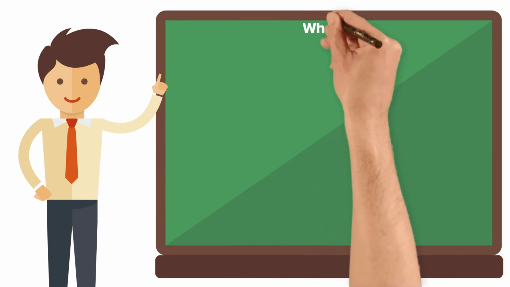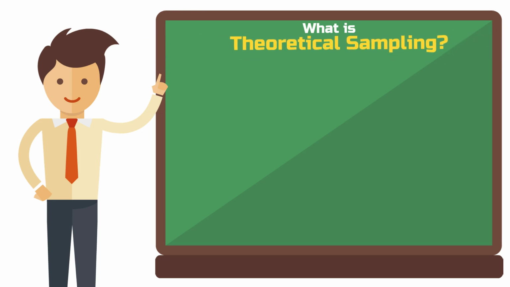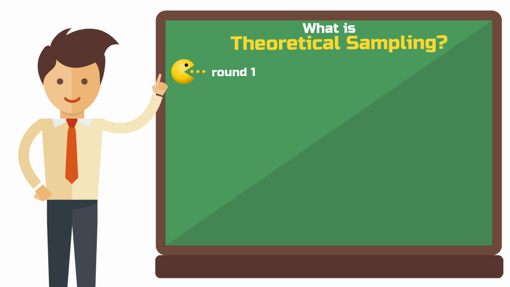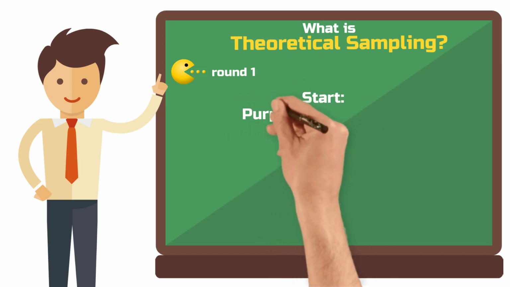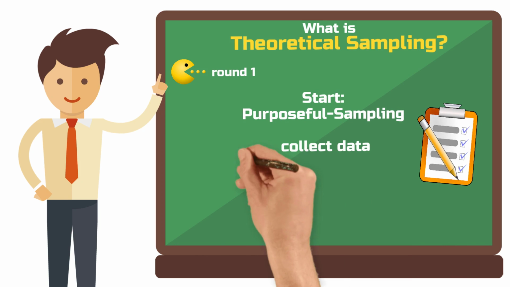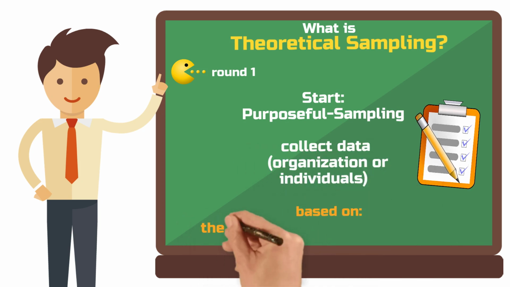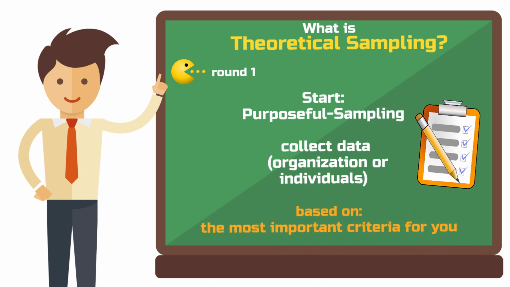And that brings us back to grounded theory and theoretical sampling. For grounded theory to function, data analysis and sampling must work closely together. Since there is no theory at the beginning of the process, you start with the typical purposeful sampling and collect data from an organization or individuals based on the most important criteria for you. Then, you perform typical steps of the grounded theory approach. I won't go into these steps here. Please refer to other tutorials on my channel.